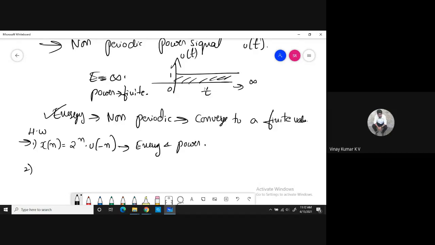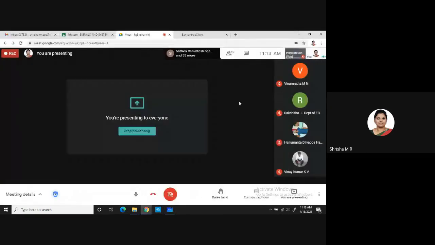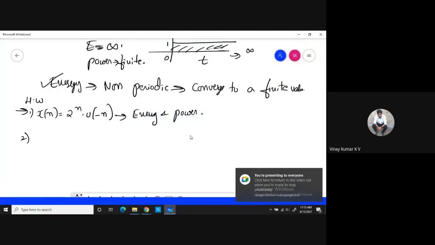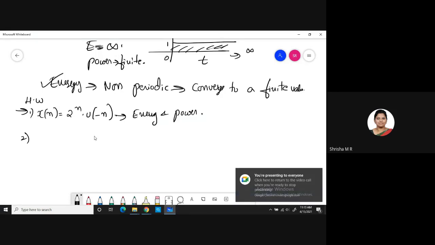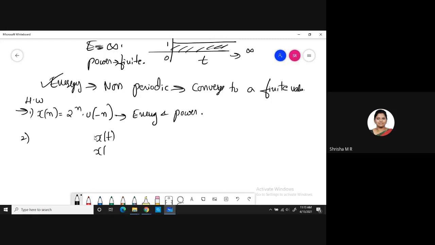In the formula, instead of x of t and x of n, you should write u of t and u of n. Which formula? The power signal formula for non-periodic signals, which I gave in my first class, for continuous and discrete: limit T tends to infinity, 1 by T, integral from minus T by 2 to T by 2 of x of t the whole square dt.